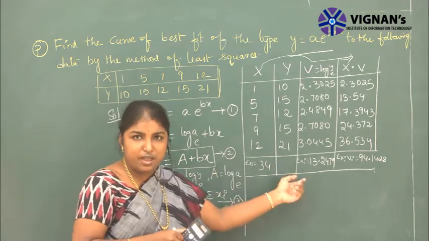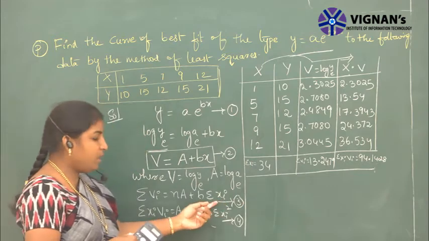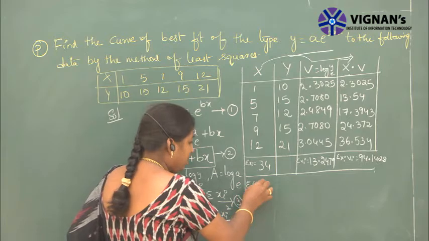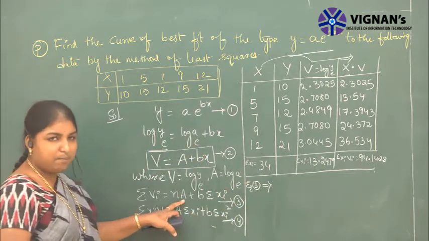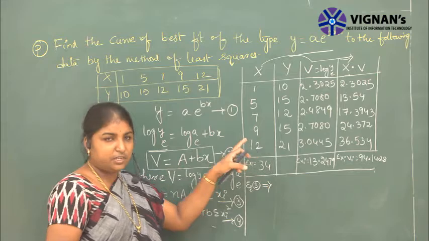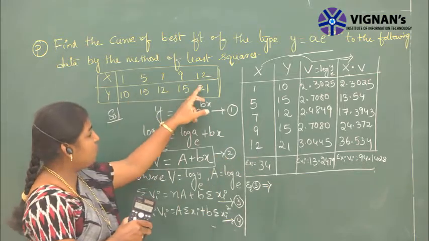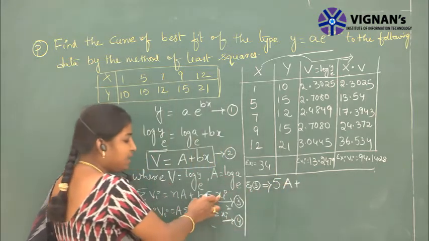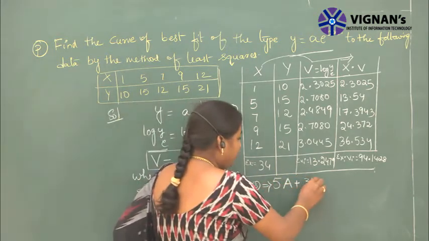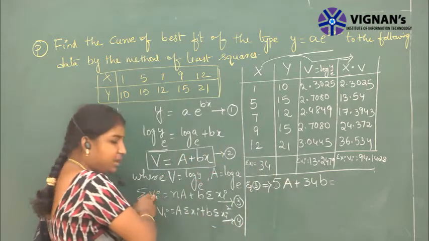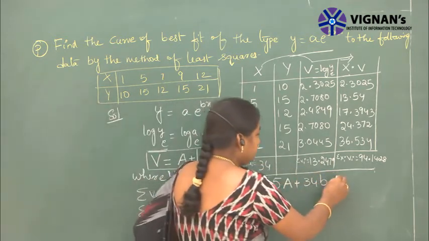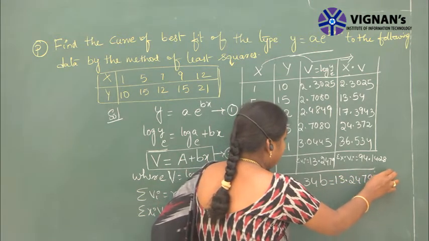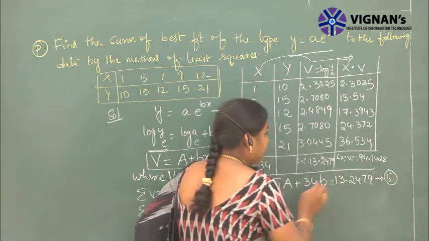These summation values we are substituting in equation 3 and equation 4. So equation 3 implies N A plus summation xi into B, where N is the number of observations, which is 5. So that can be written as 5A plus 34B is equal to summation Vi, that is 13.2479. Let it be equation 5.